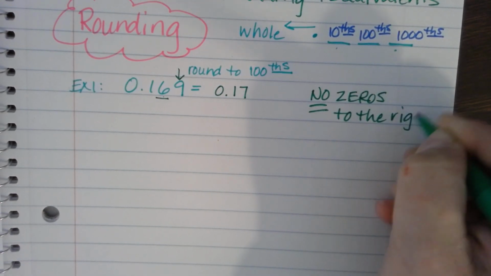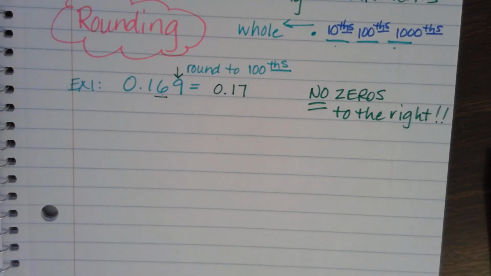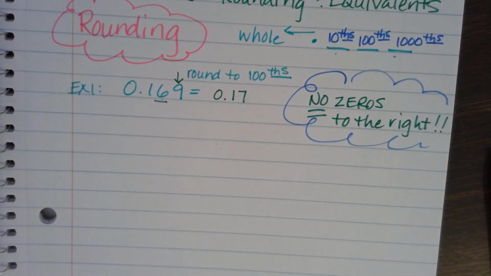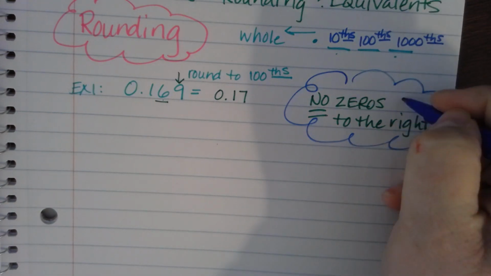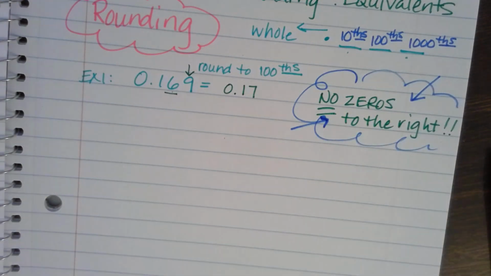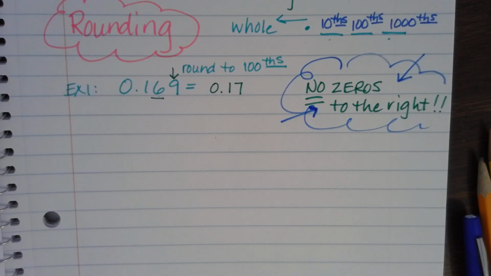So go ahead and write that down. That's important. No zeros to the right. And I'm going to emphasize that. So I really want to emphasize that. Okay? No zeros to the right. You're going to do it, especially if it's part of your rounding habits. But we'll break you of it slowly and painfully. Okay.